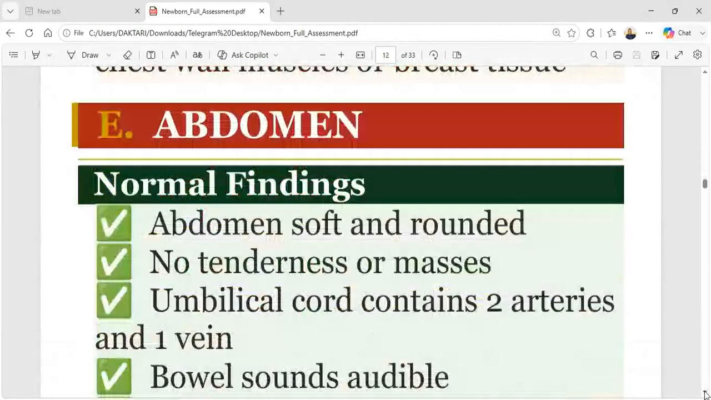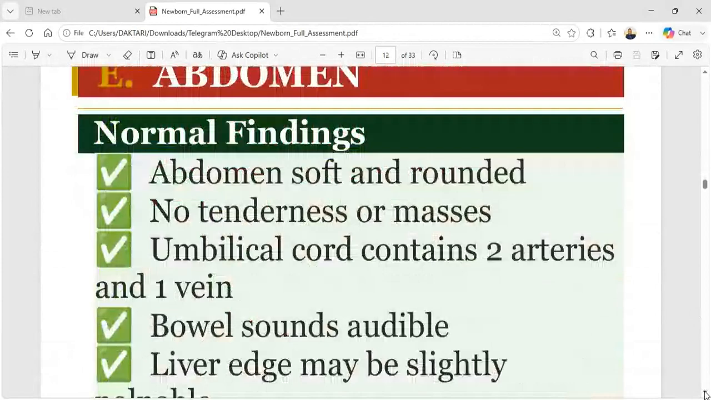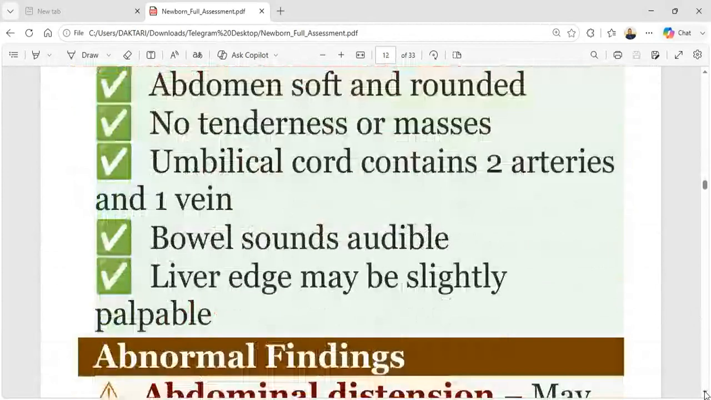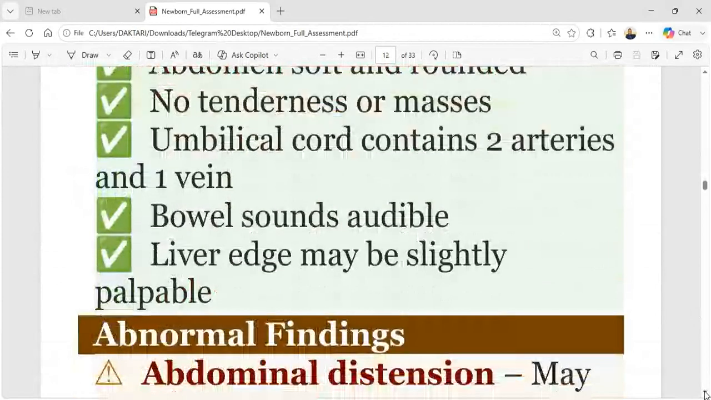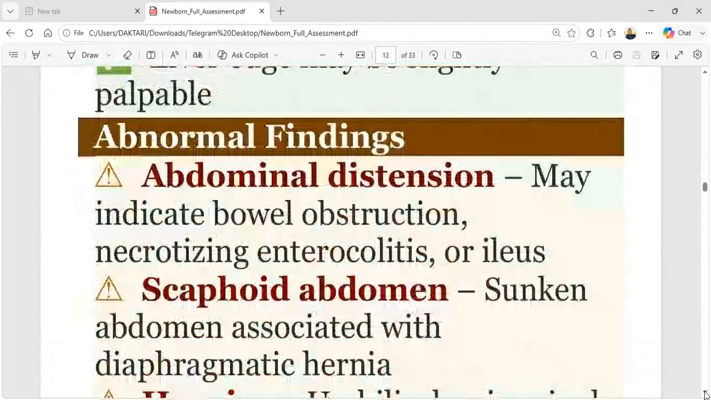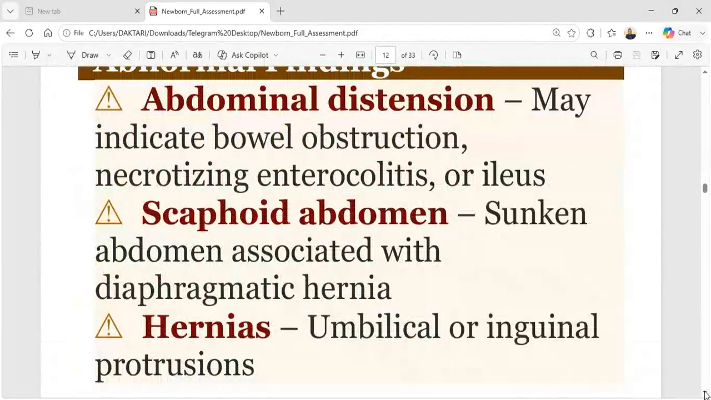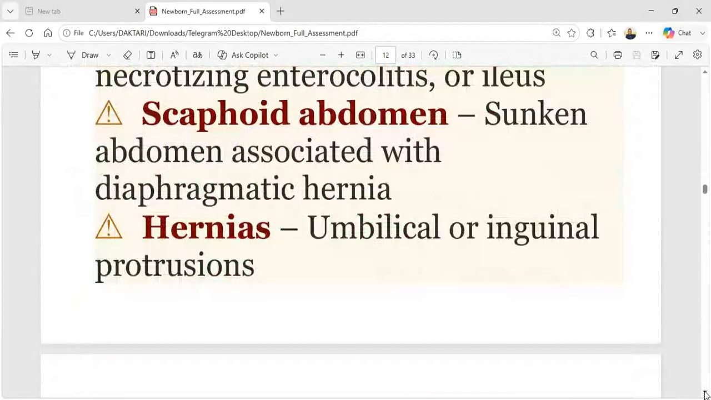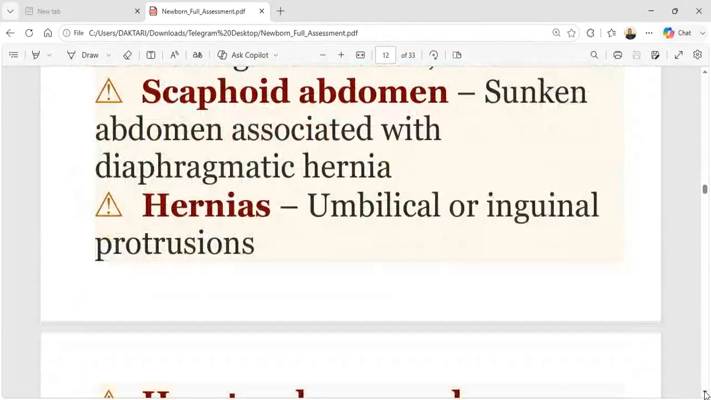The other finding we look at is the abdomen. Abdomen should be soft and rounded, no tenderness, no mass. Umbilical cord contains two arteries and one vein. Bowel sounds audible, liver edge may be slightly palpable. Abnormal findings: abdominal distension may indicate bowel obstruction, necrotizing enterocolitis, which is actually very common, or ileus. Scaphoid abdomen, a sunken abdomen, is associated with diaphragmatic hernia.